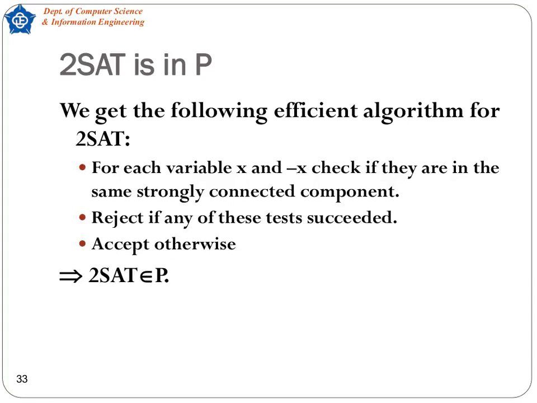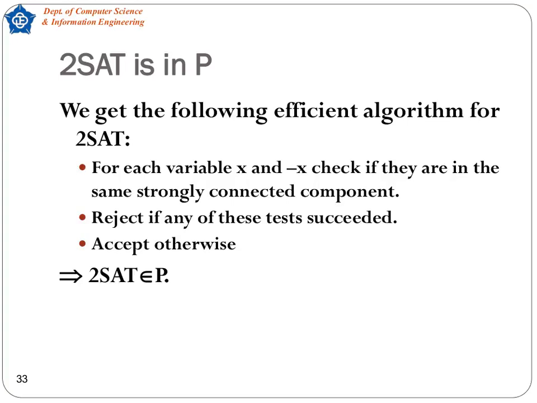Building on our SCC decomposition, we now see a simple, efficient algorithm that shows 2SAT can indeed be solved in polynomial time. First, we construct the implication graph for our formula and compute its strongly connected components. Next, for each variable x, we ask, do x and its negation, not x, end up in the same component? If they do, we reject, since that indicates a direct contradiction. If no such conflict arises, we accept. And because we perform each of these checks in linear time over the graph, we conclude that 2SAT belongs to P.